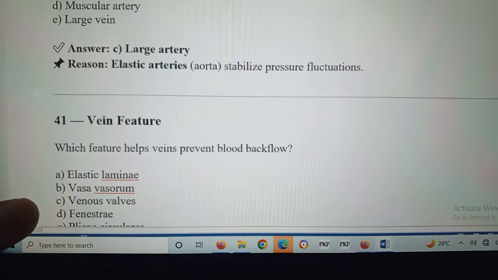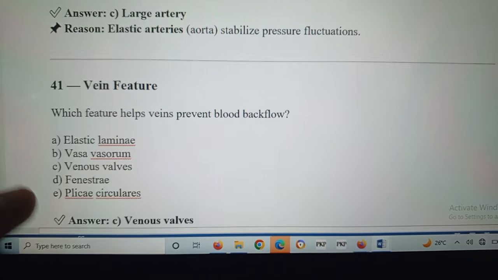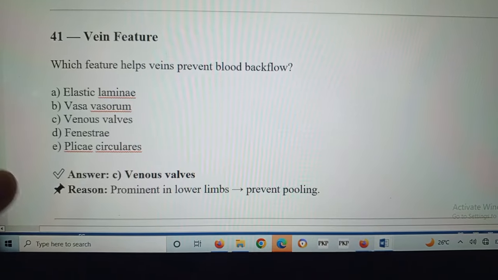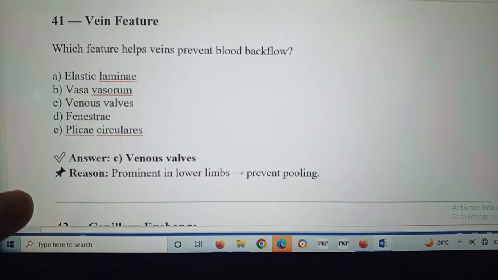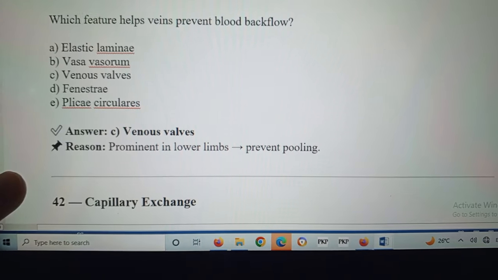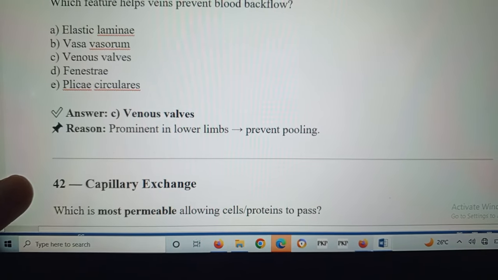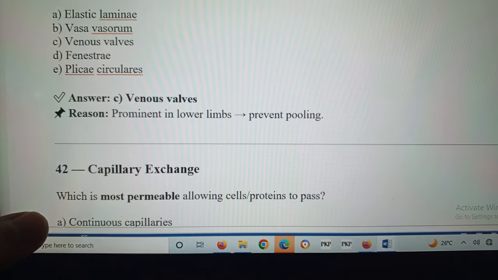Which feature helps veins prevent the backflow of the blood? It is the venous valves, because valves prevent the backflow of the blood. You can easily identify it. Prominent in the lower limbs, prevent pooling. Otherwise, it leads to deep venous thrombosis.